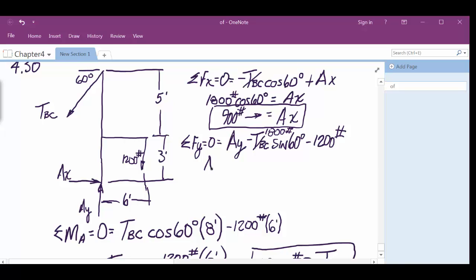AY stays where it's at. Everything else goes to the other side of the equation, so these become positive. So 1,800 pounds sine of 60 plus 1,200 pounds should come out to be something like 2758.9 pounds up.